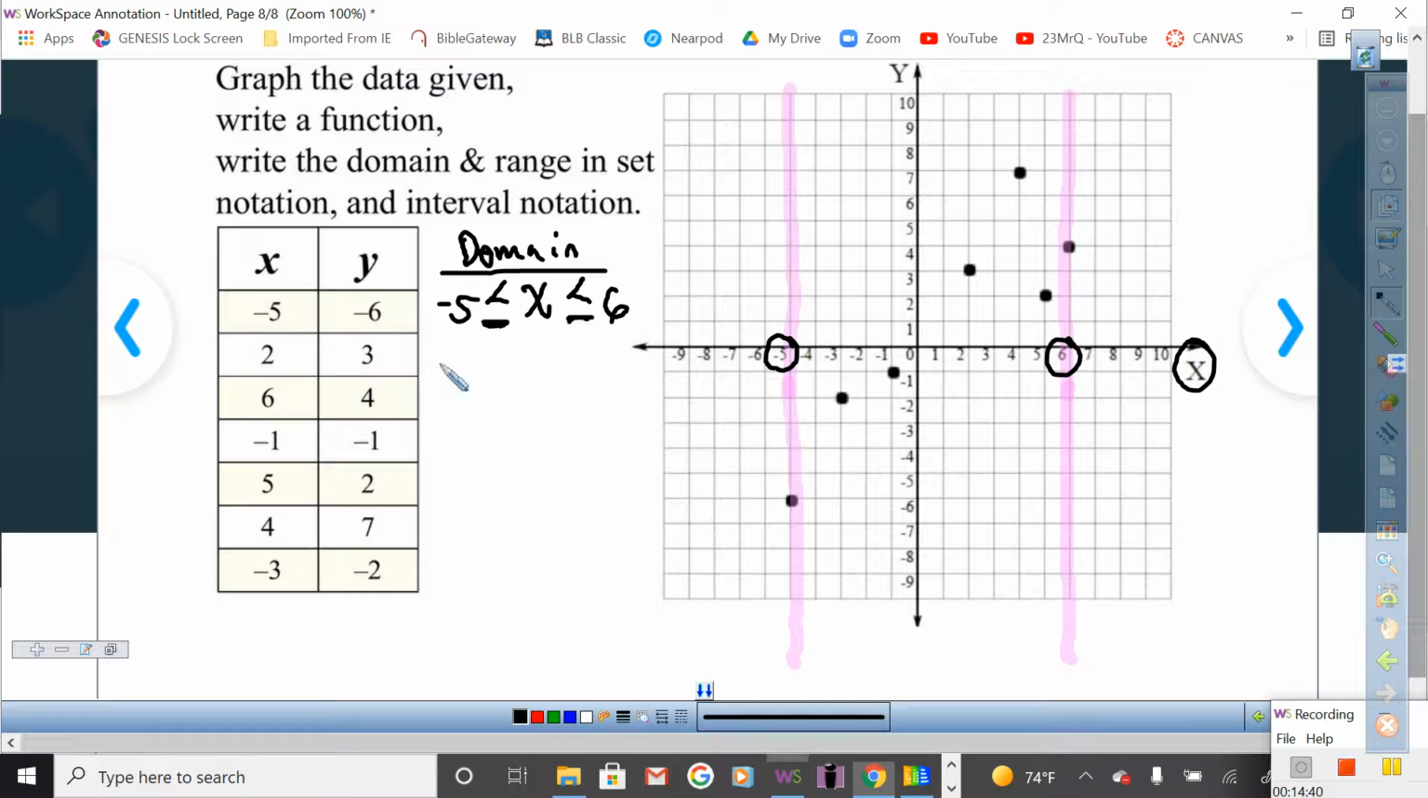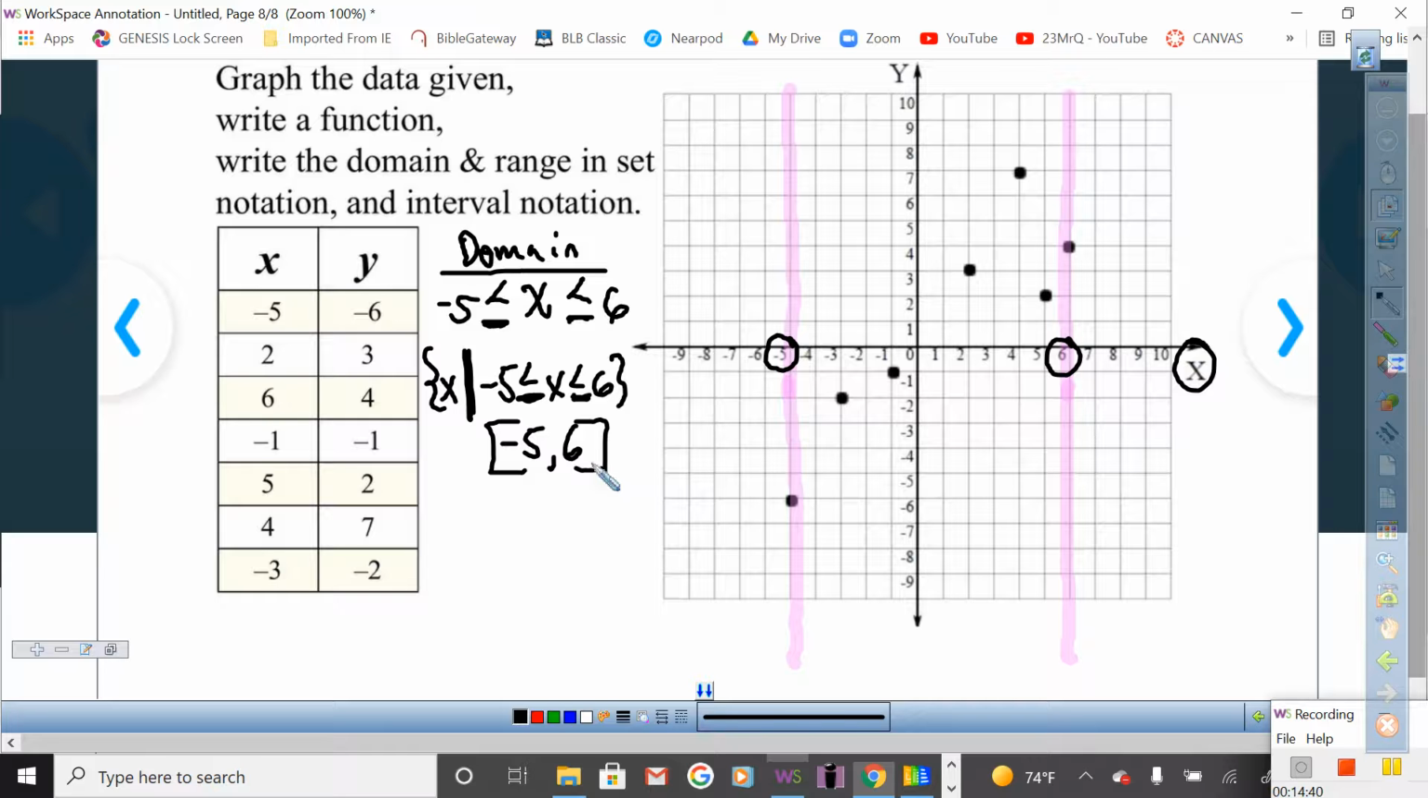Can we write that in set notation? Yeah, the solution set of x such that -5 is less than or equal to x, less than or equal to 6. Can we write that in interval notation? Yeah, I just use my dividing points, -5, comma, 6. Since it has an equal sign, that means this is going to have brackets, which include the extremes. Are we good? Yes? Good.